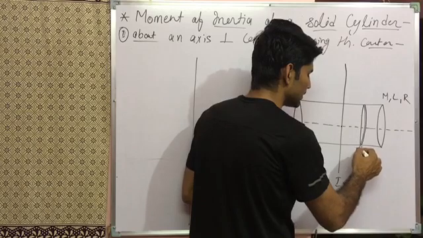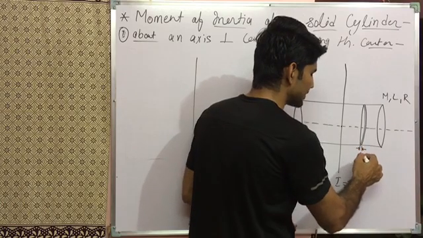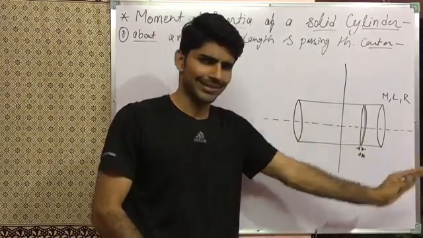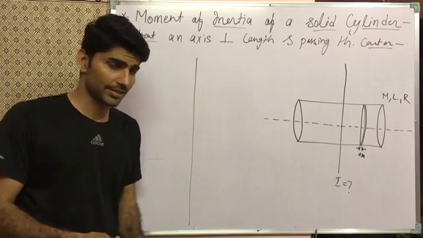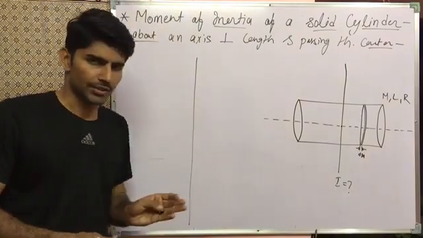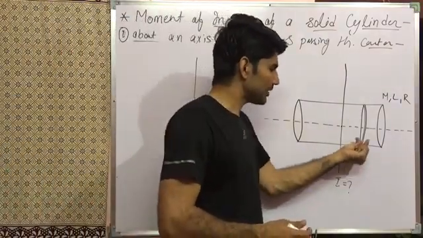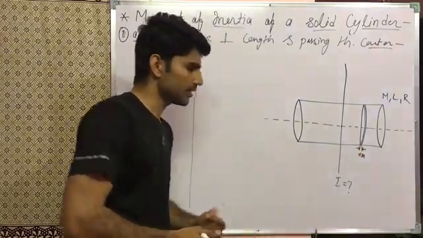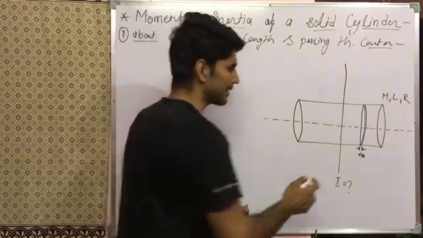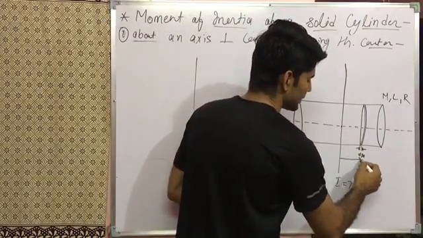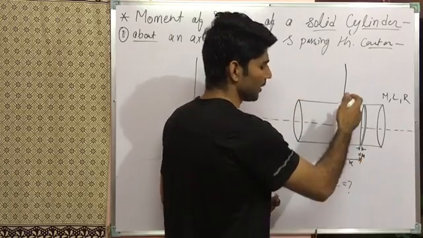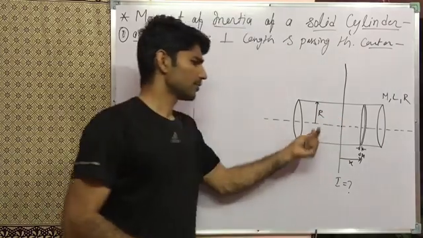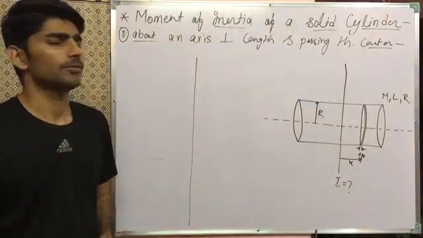I take a small disk component of thickness dx here. This complete cylinder can be assumed to be made of many disks parallel to each other. So I take a single disk. This is the mass component which I can take anywhere in this rigid body. Its thickness is dx, it is x distance away from this axis, and the radius of this disk is also capital R.